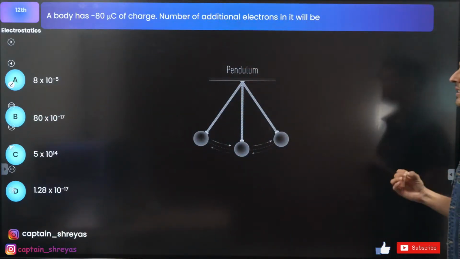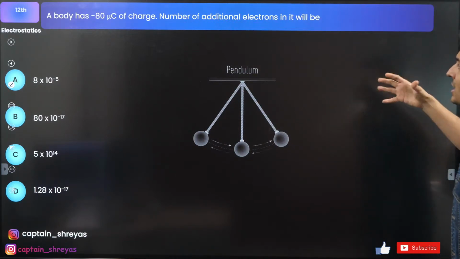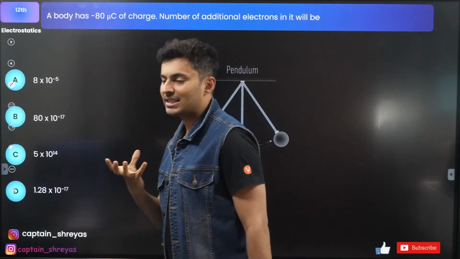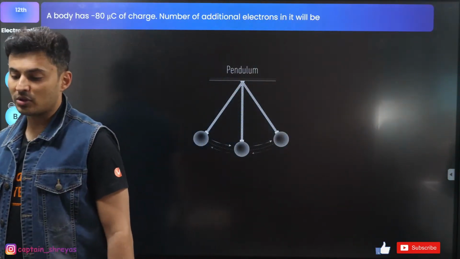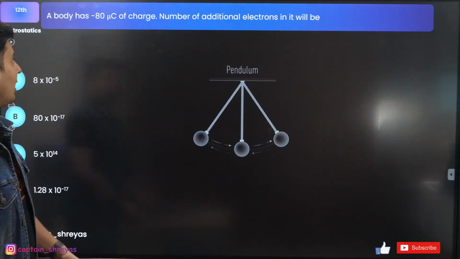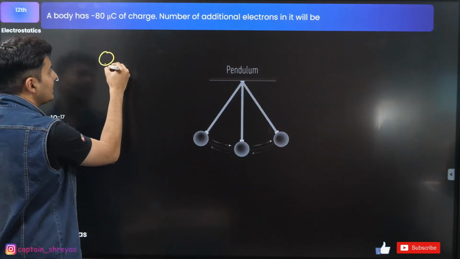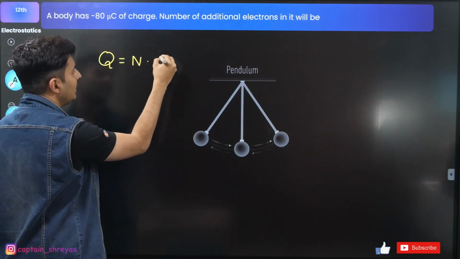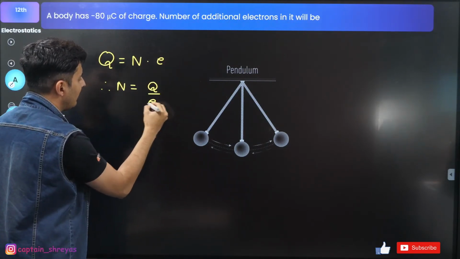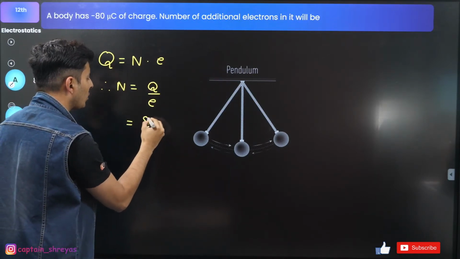So moving ahead to the next point, and a question coming up on your screen. If a body has minus 80 microcoulomb of charge, the number of additional electrons in it will be how much? Just imagine, if a body has minus 80 microcoulombs of charge, then how many charges do you think are there in it? Think about it. We all know that the total charge is the number of charges into e. Therefore, the number of charges will be the total charge divided by e. So the total charge, I think it is given 80 microcoulomb.